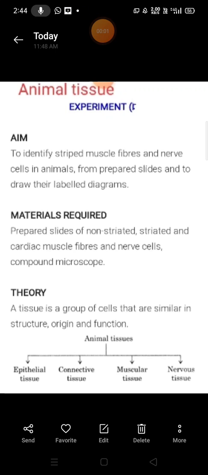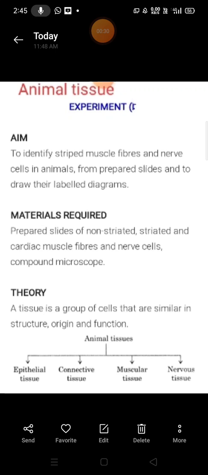Hello everyone. In the previous two videos I have already given the idea about how to write your experiment in your practical file. In this session today, I will give you another experiment and explain how to write it. The experiment name is the study of animal tissue with the help of some permanent slides.